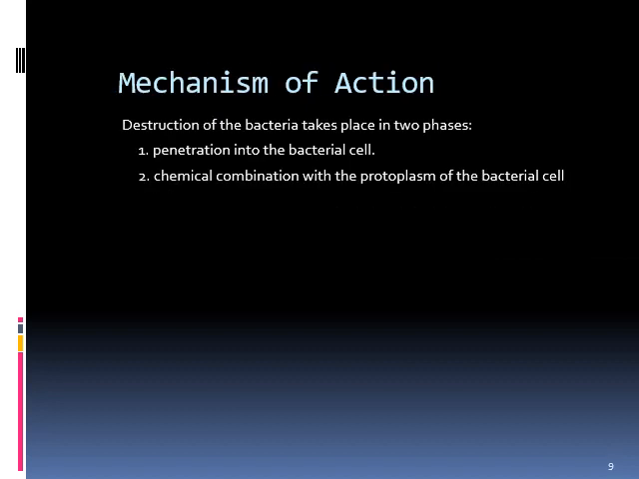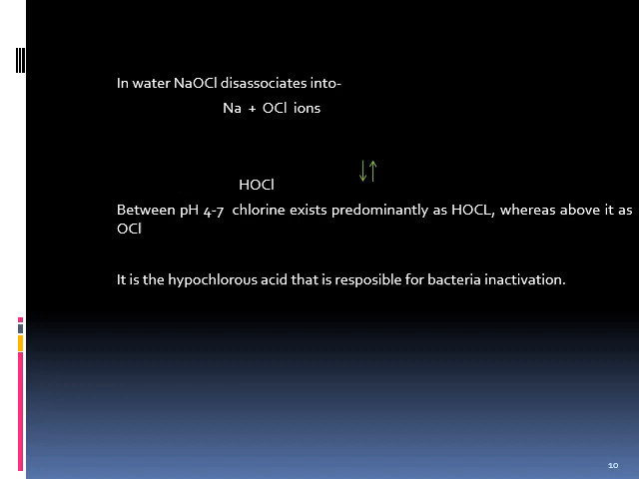So let's see its mechanism of action. Destruction of the bacteria takes place in two phases. First, by penetration into the bacterial cell. Second, by chemical combination with the protoplasm of the bacterial cell. In water, sodium hypochlorite dissociates into sodium and hypochlorite ions. Between pH 4 to 7, chlorine exists predominantly as hypochlorous acid, whereas above it, as hypochlorite ions. It is the hypochlorous acid that is responsible for the bacterial inactivation.